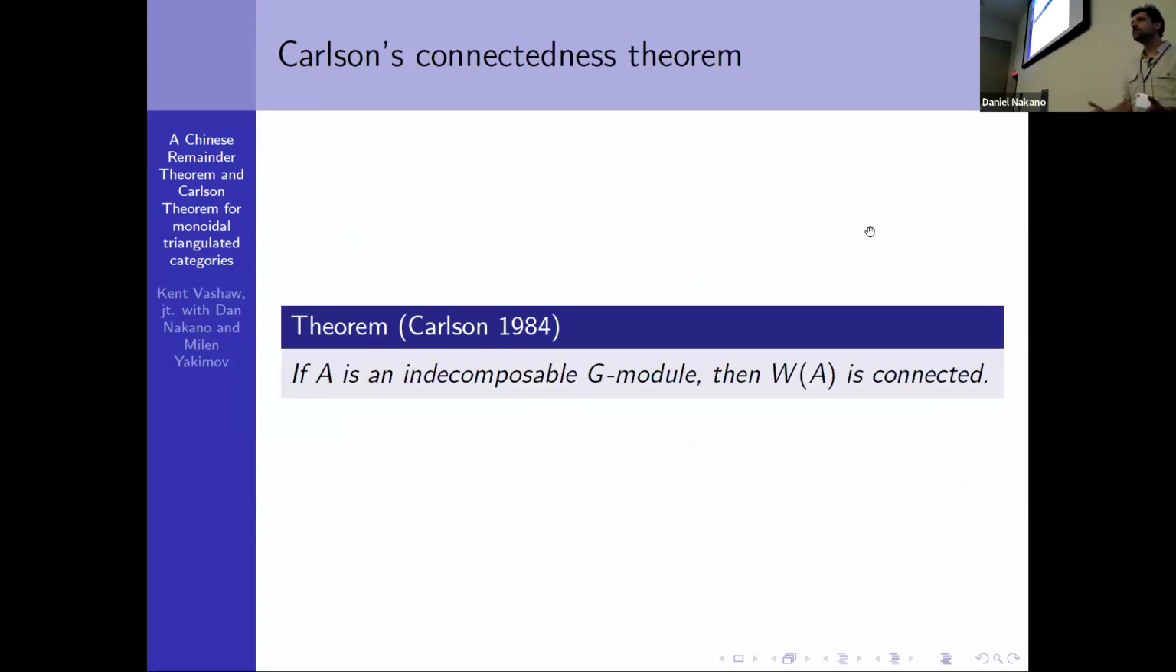And the big motivation for this talk is this fantastic theorem from 1984 of John Carlson, which is that if you start with an indecomposable G module A, then the cohomological support variety of A is a connected subset of Proj of the cohomology ring.